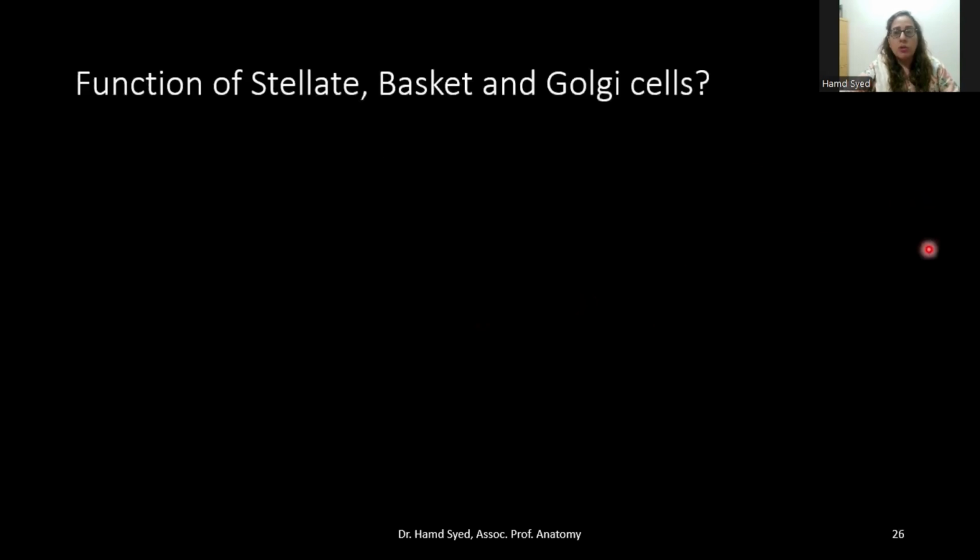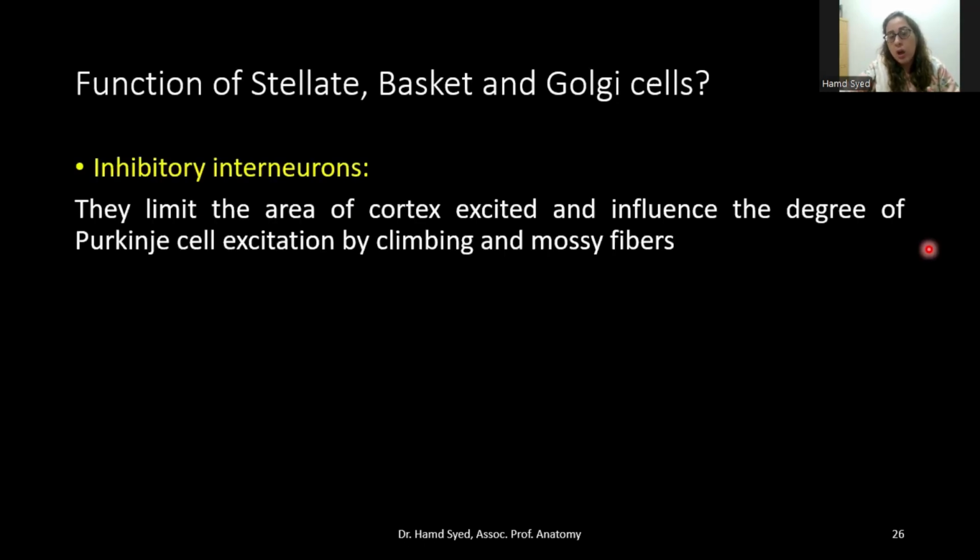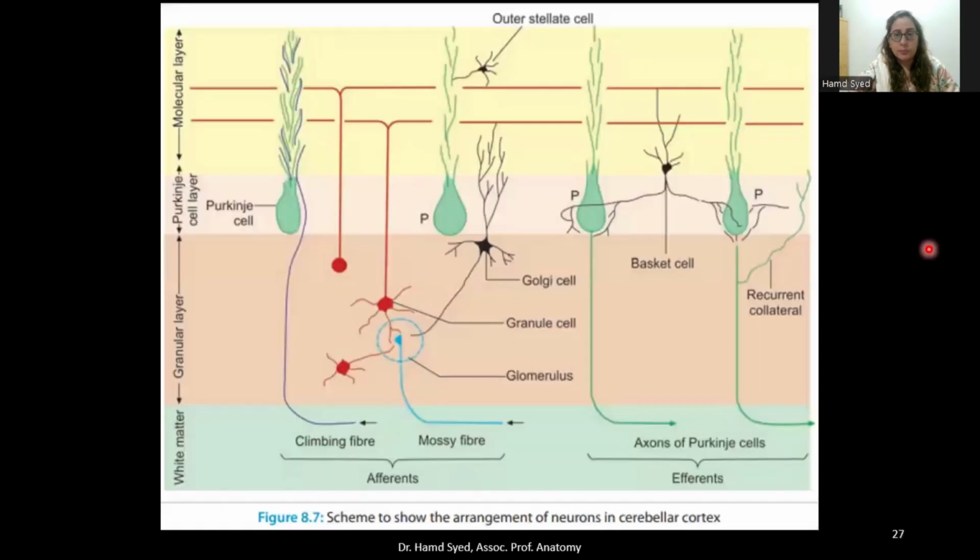So what is the function of these additional neurons in the gray matter of the cerebellar cortex, namely the stellate, basket, and Golgi cells? Well, they are inhibitory interneurons, which means that they limit the area of cortex excited and they influence the degree of Purkinje cell excitation by the climbing and mossy fibers.